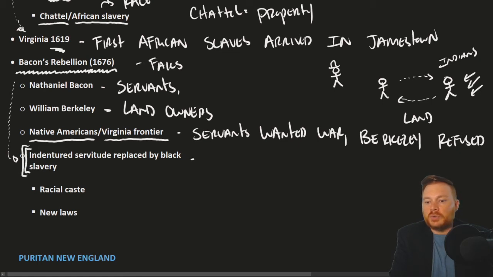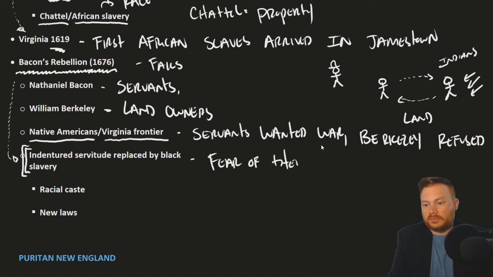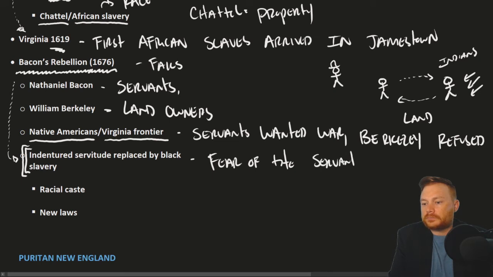And that essentially was a fear of the servants by landowners. Essentially helped this transition because instead of relying upon servant labor, which those servants would one day be free and could cause trouble, instead there was an incentive to rely upon African labor.